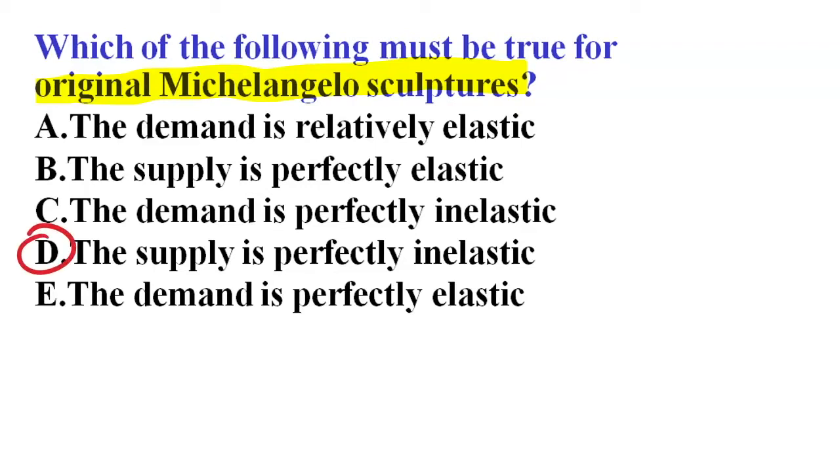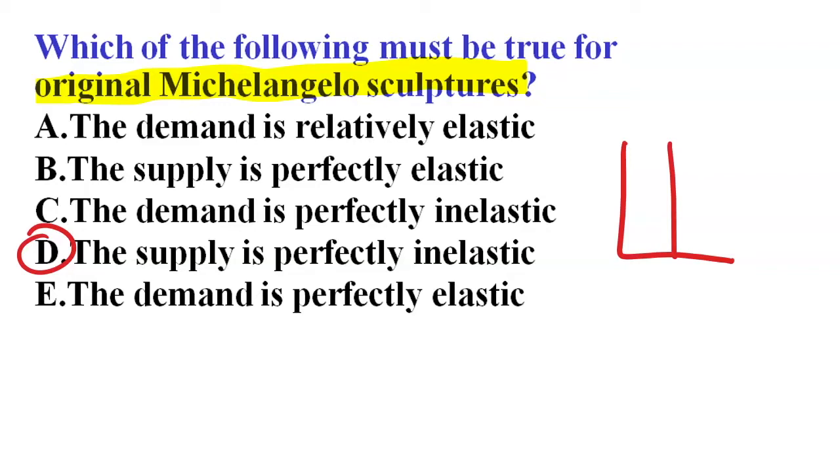The supply is perfectly inelastic. In other words, the change in price is not going to impact the supply of these statues at all, which makes sense. If there's original Michelangelo sculptures, Michelangelo is dead, and so he cannot produce any more sculptures. So no matter how much the price changes, if it increases by 1,000% or decreases by 1,000%, the quantity supplied of these Michelangelo sculptures is always going to remain the same.